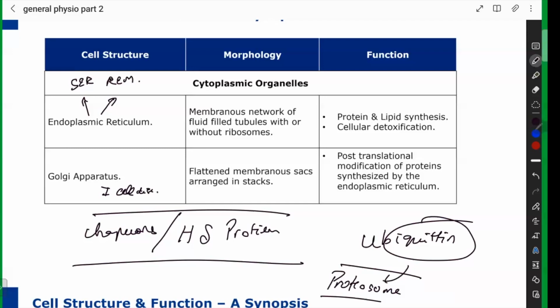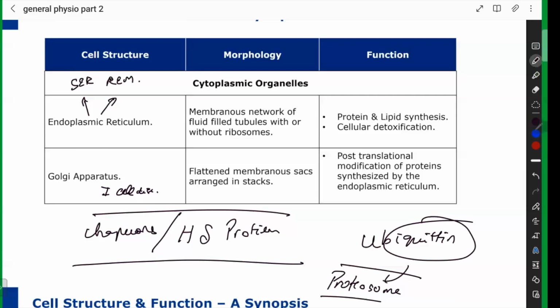That leads to accumulation of unwanted, degraded substances. That is called inclusion cells or I-cells. Very, very important, guys: I-cells, Golgi apparatus. What is I-cell disease? You need to understand. So the Golgi is going to do post-translational processing of protein, like adding a carbohydrate group, phosphate group, etc.